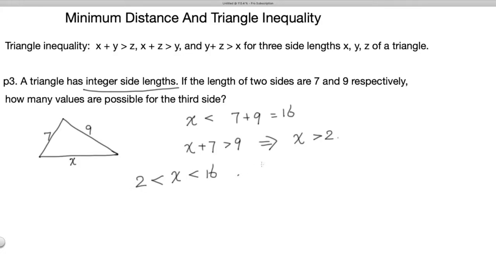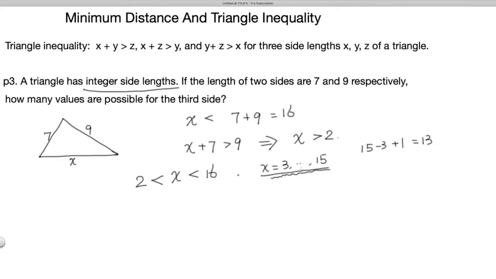So what does that mean? x can be 3, 4, all the way to 15. How many numbers are there? It will be a little tricky. The total number is 15 minus 3 plus 1 equals 13 possible values.